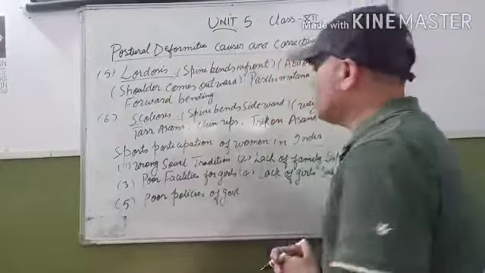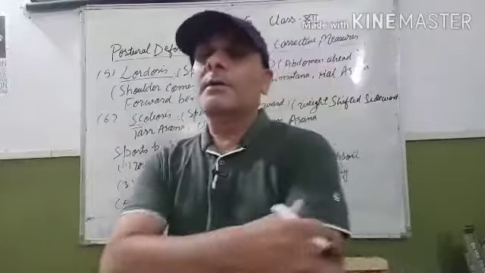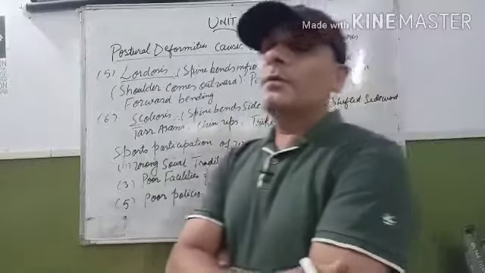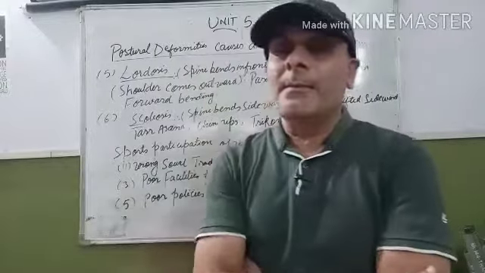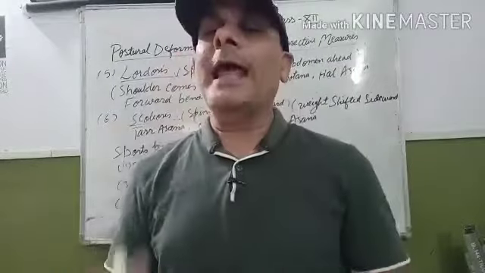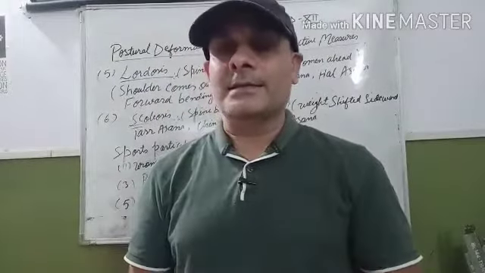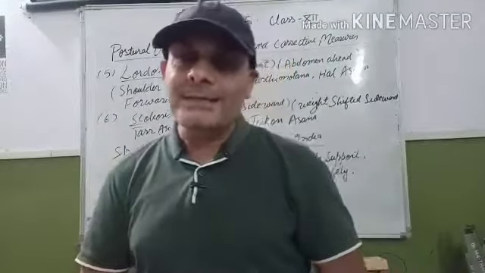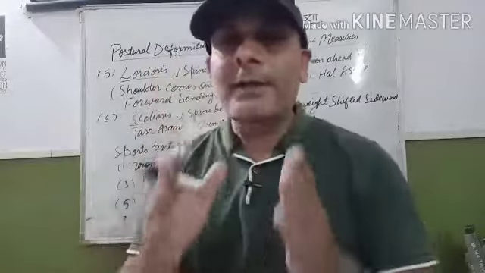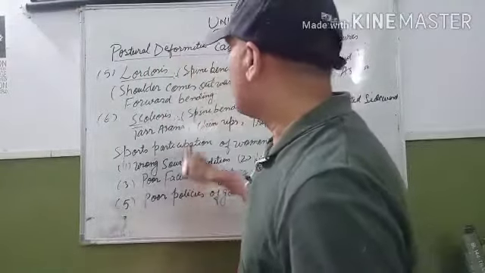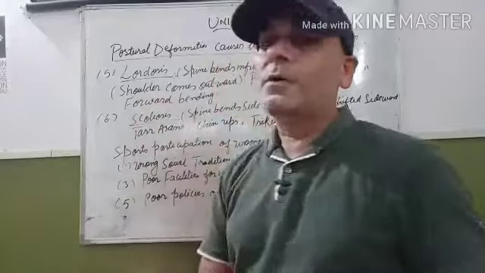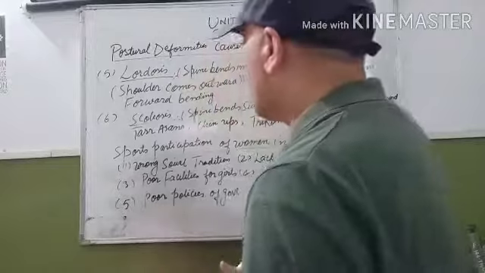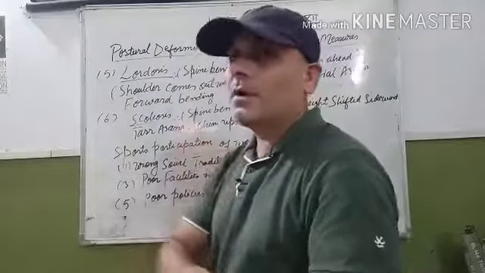Now come to the third corrective measure, that is called forward bending. Right? If you do all types of forward bending exercises, in which you bend your body forward, these types of exercise are very helpful in this lordosis deformity. So this is all about your fifth deformity, that is lordosis, right? Now come to the last deformity, that is called scoliosis.